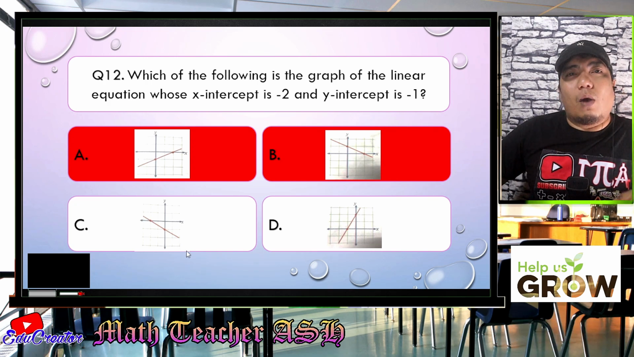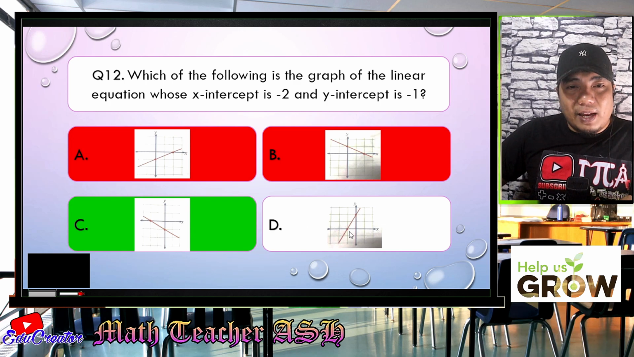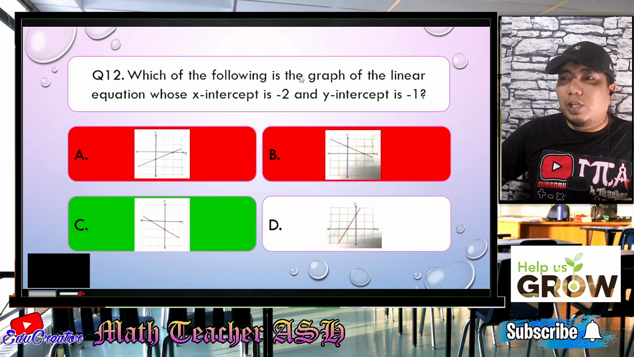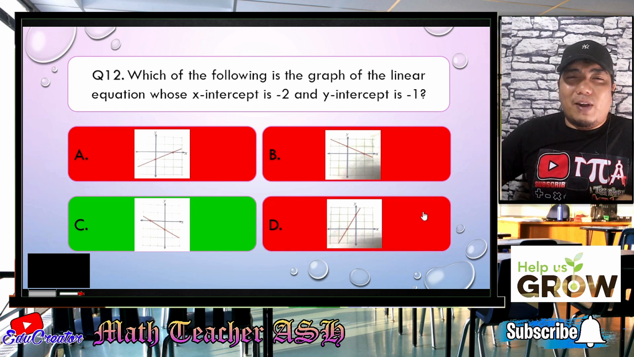So this is our correct answer, my dear math learners. Alright, so how about letter D? Letter D has an x-axis of -1. However, our question is -2. So this is also wrong. Easy, right? Very easy, my dear math learners.